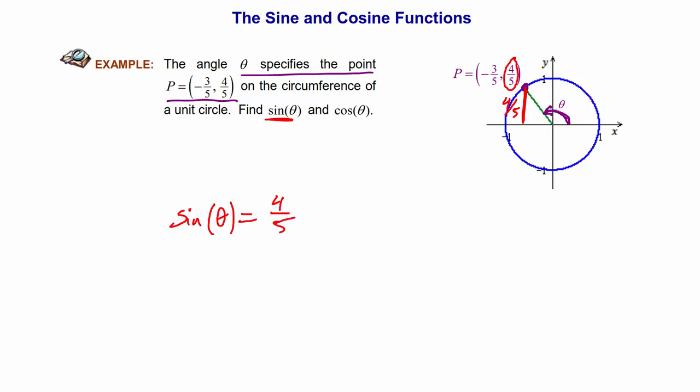And the cosine of an angle is the x-coordinate, or the horizontal coordinate, of the point specified by the angle. So the cosine value is that x-coordinate, -3/5. So the cosine of the angle is -3/5. And those are our two values.